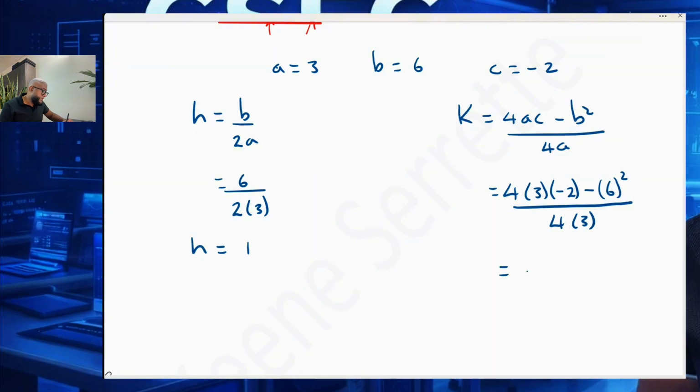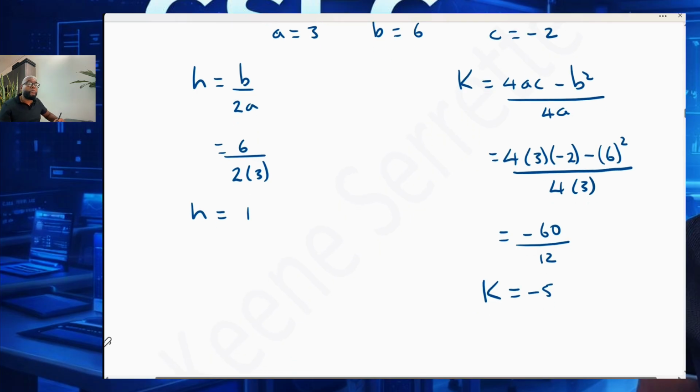Press equal, tell me what you get. So this will be equal to negative 60 divided by 4 3s are 12. Remember, brackets imply multiplication, right? So this will be equal to negative 5. That's the value of k. We winning or we losing? There's no way to lose here. If you lose, it's because you want to lose.